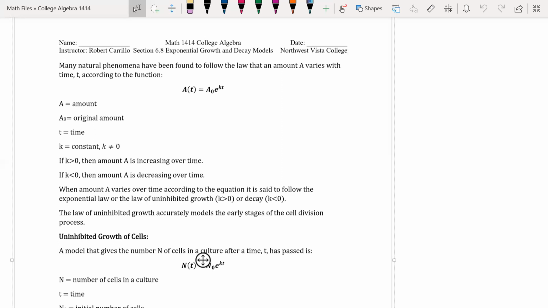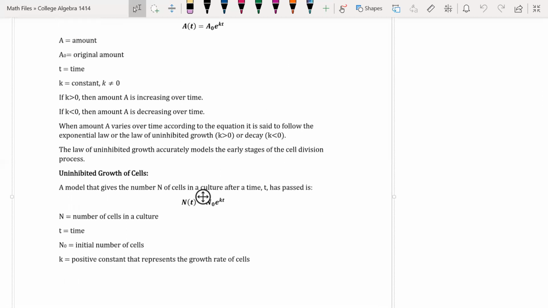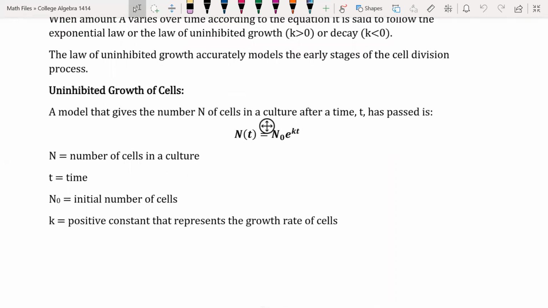Okay. The law of uninhibited growth accurately models the early stages of the cell division process. All right. So this is the formula we'll be using for growth. So let me get that off the screen. Get out of there. There we go.